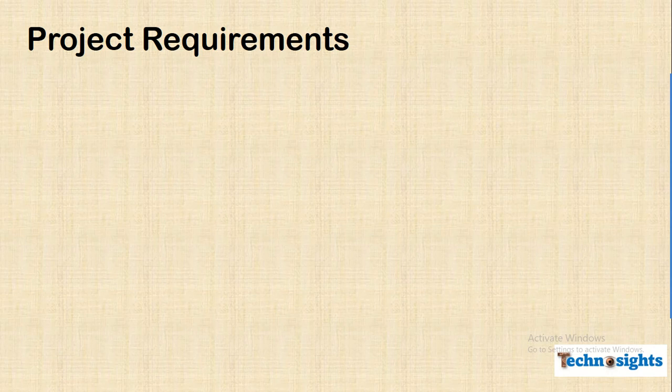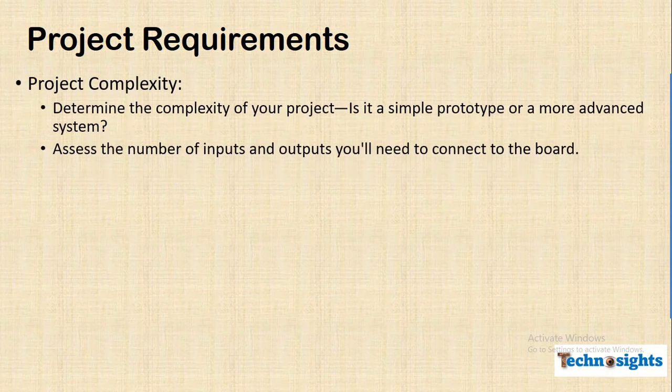Inside project requirements, we need to consider different things. The first step in choosing the right Arduino board is to clearly define your project requirements. So we need to consider the following aspects. First, project complexity. We have to determine the complexity of the project, whether it is a simple prototype or a more advanced system. Again, assess the number of inputs and outputs that you will need to connect to the Arduino board. We need to check how many pins are required as input and output pins.